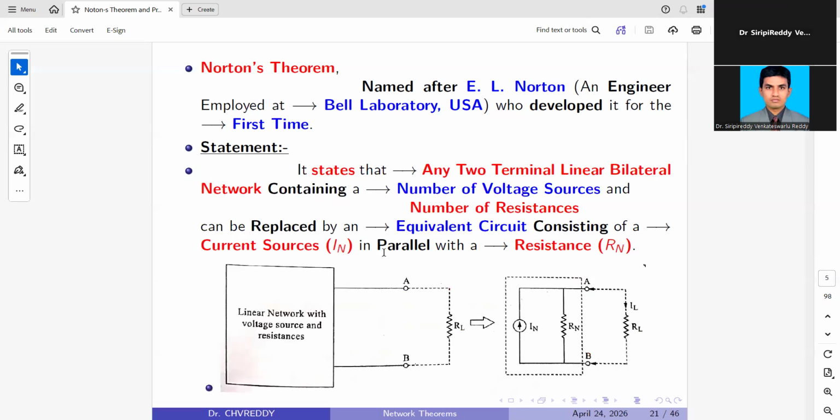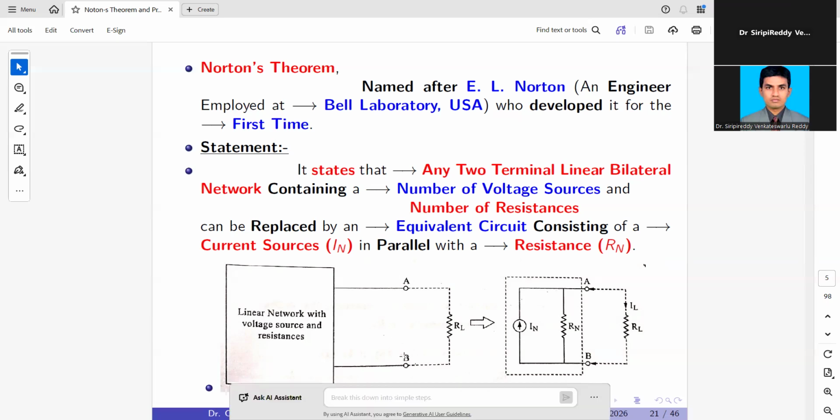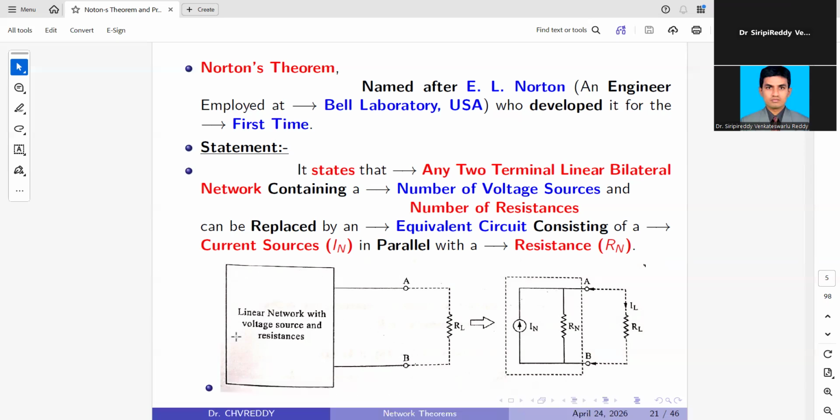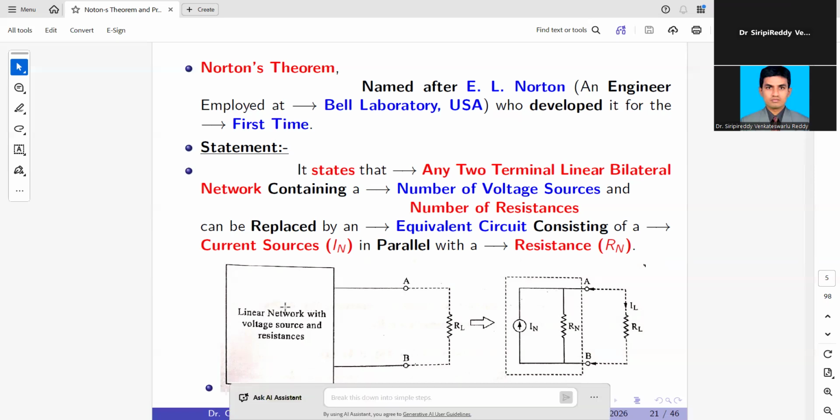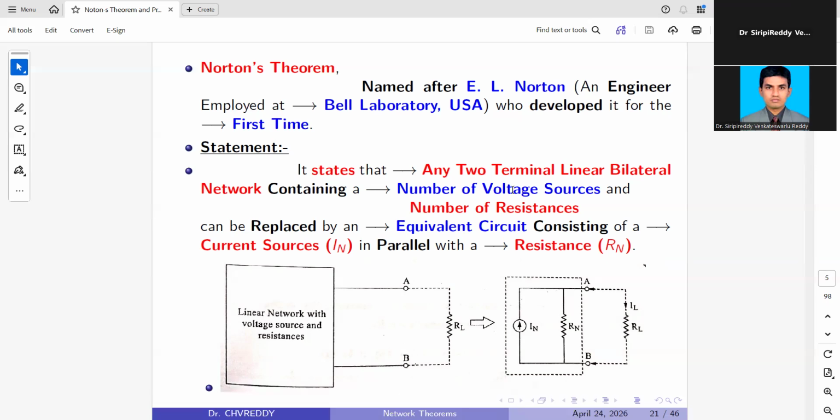So this is the pictorial representation of Norton's theorem. If you observe this figure, this rectangular box indicates a linear network with a number of voltage sources and a number of resistors. Norton's theorem states that any two-terminal linear bilateral network, so we have two terminals, the first terminal A and another terminal B. This linear bilateral network contains a number of voltage sources and a number of resistors.